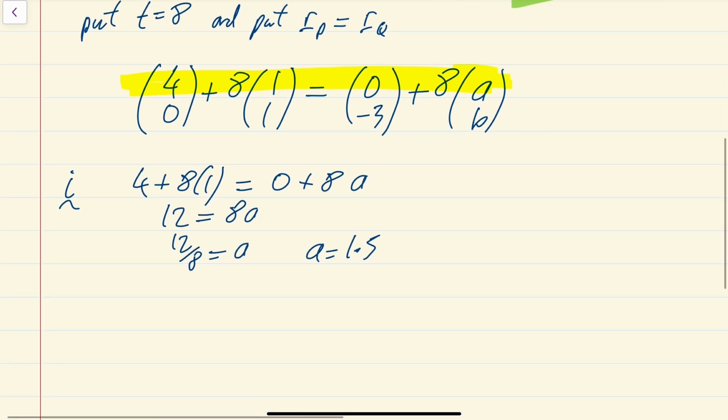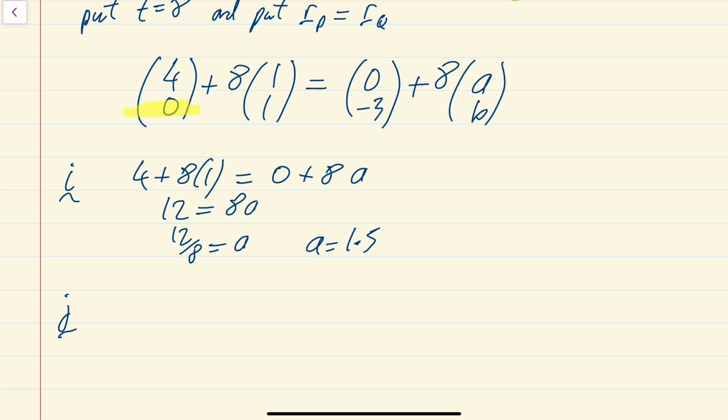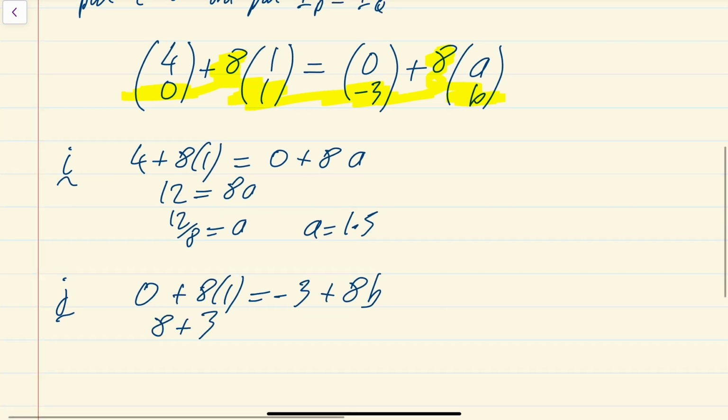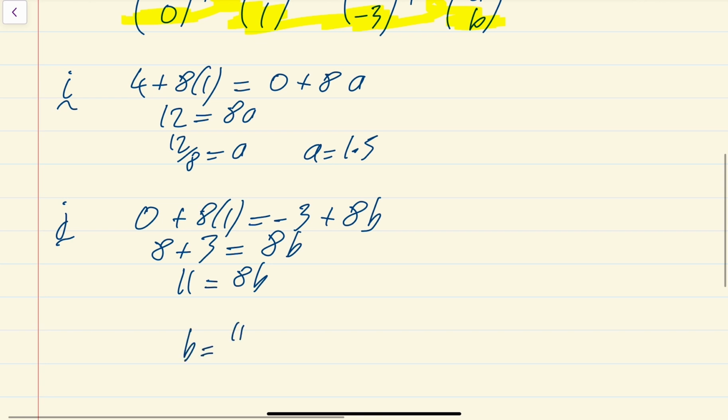Okay, likewise equate the j's. If we do that, you're going to have 0 plus 8 times 1 is equal to minus 3 plus 8 times b. So 0 plus 8 times 1 is equal to minus 3 plus 8b, which means 8 plus 3 is equal to 8b. That's not going to be too nice. 11 then is equal to 8b. A wee bit of working out, then your b is equal to 11 over 8. Okay, right, that's what we've got.